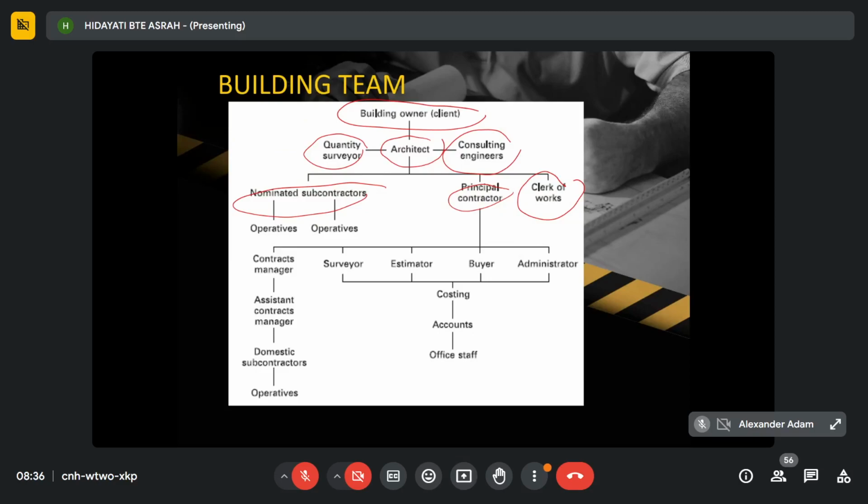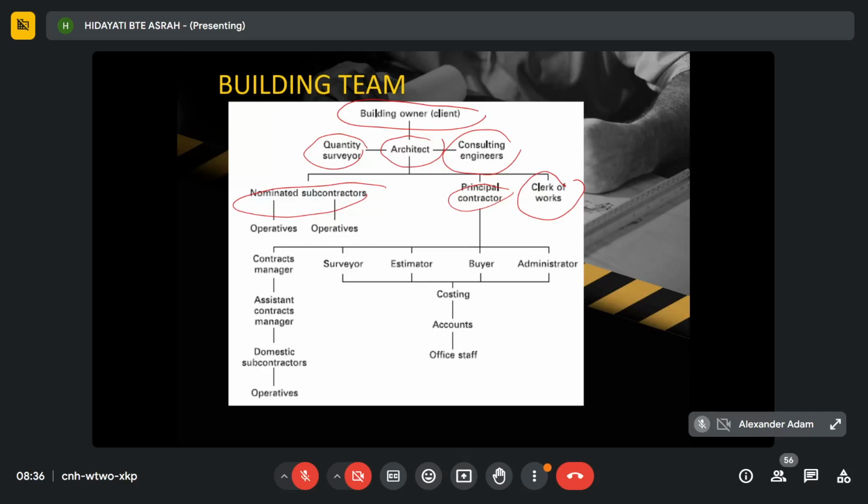The rest are the contract manager, surveyor, estimator, buyer, and administrator. The estimator here is the person responsible for estimating the cost, material, and labor needed to complete the project. So in general, these are the team members involved in a construction project.